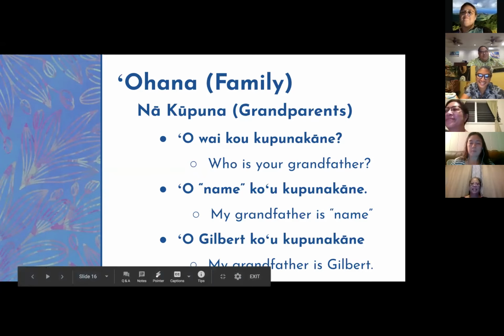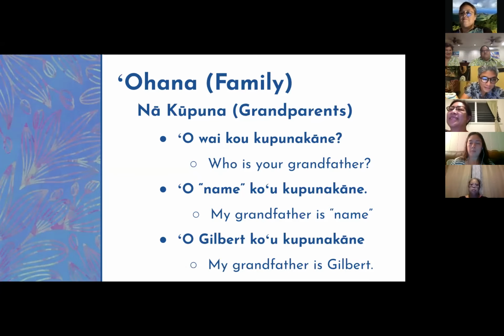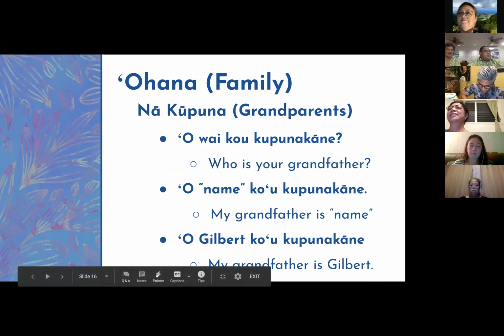So, ʻO wai ko kūpuna kane, ʻO Gilbert ko kūpuna kane, ʻO wai ko kūpuna kane. ʻO Joseph ko kūpuna kane. Okay, good. Can you ask, who didn't go yet? Loran? Aloha, Loran. ʻO wai ko kūpuna kane?